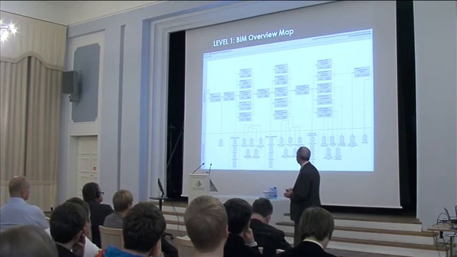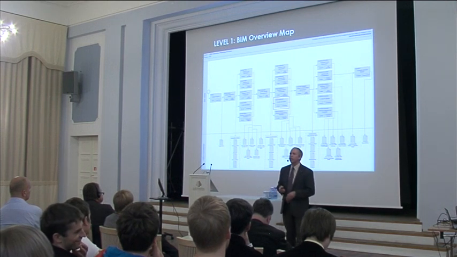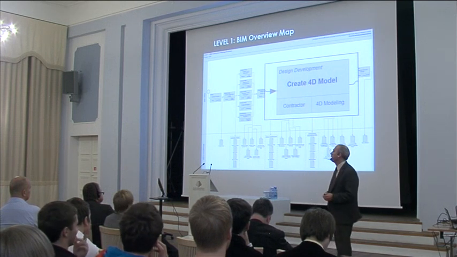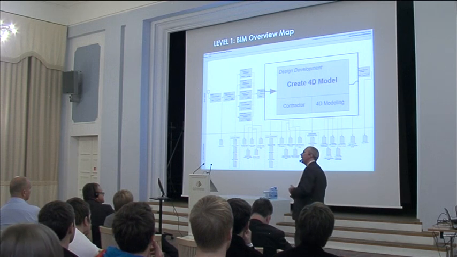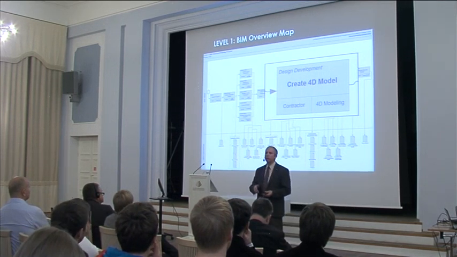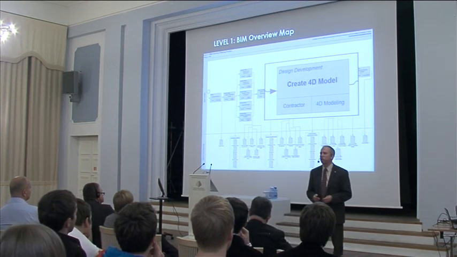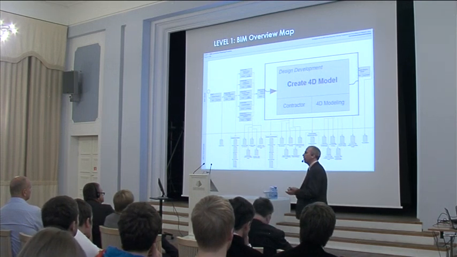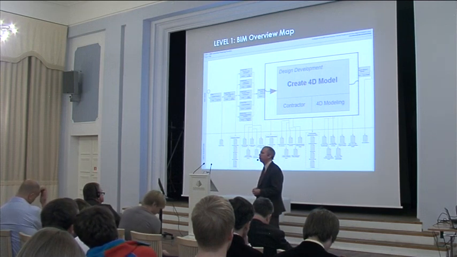In this diagram in particular, we could take any one of these particular processes. This is a 4D modeling process. So this is taking the 3D model content, adding construction information or schedule information to it so that we can model the sequence or phasing of that construction process. So this gives you an idea of one of the BIM uses, which is to create this 4D model.